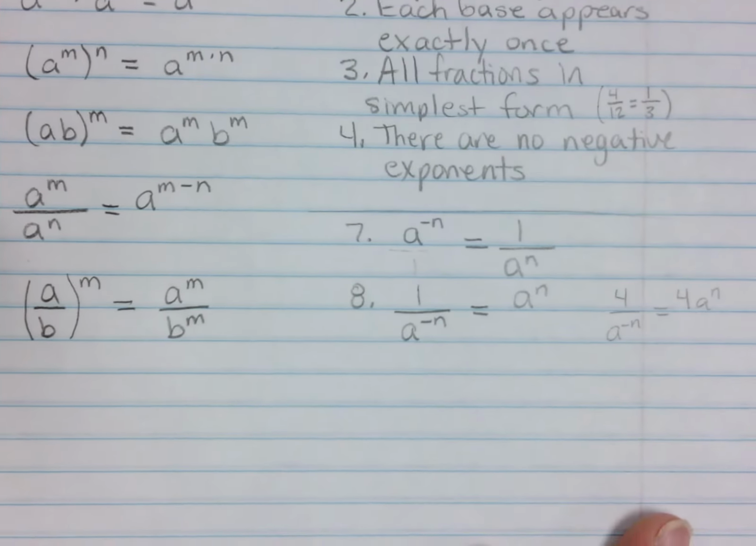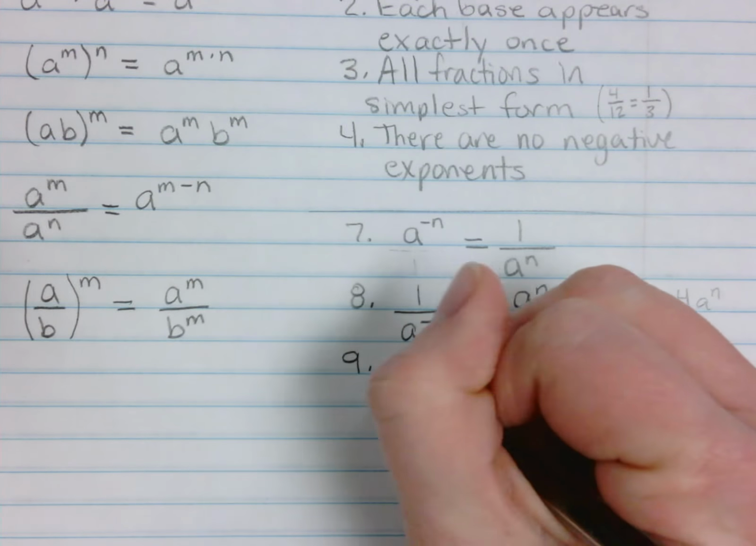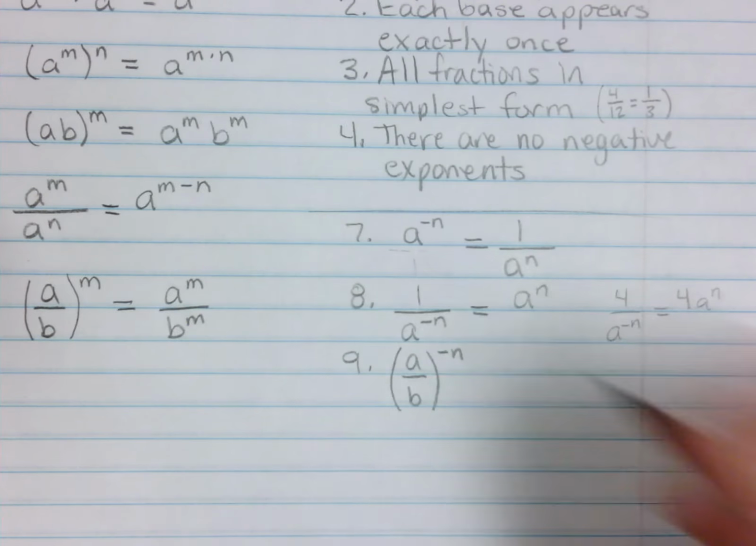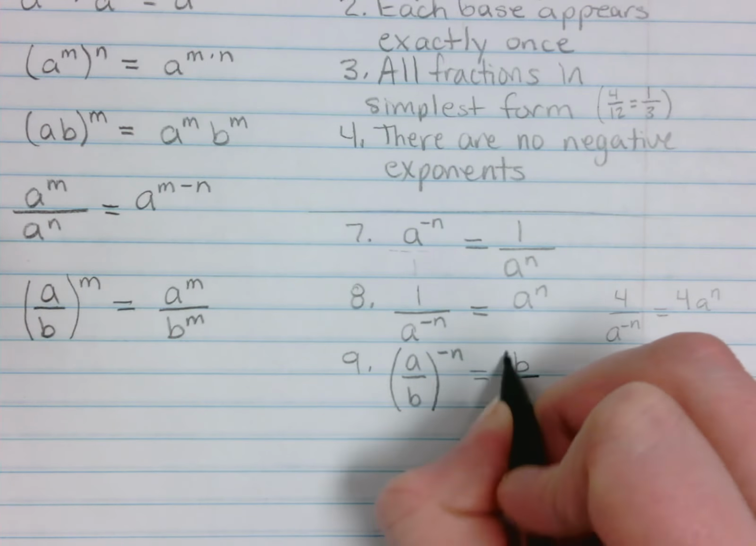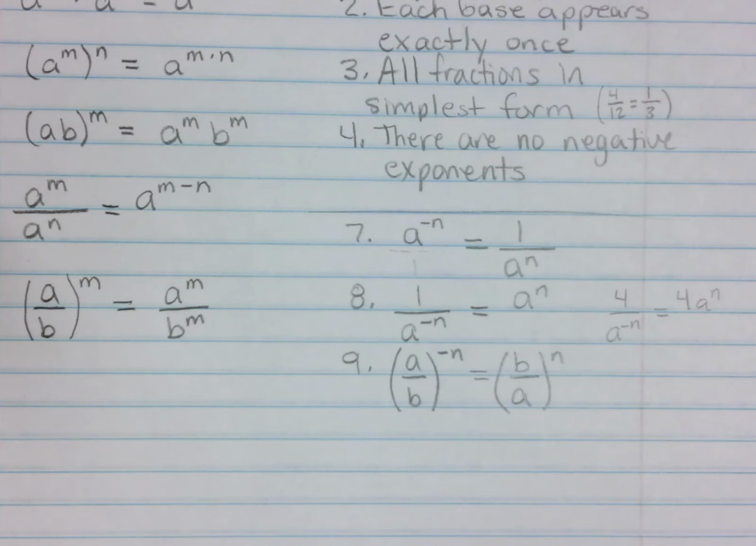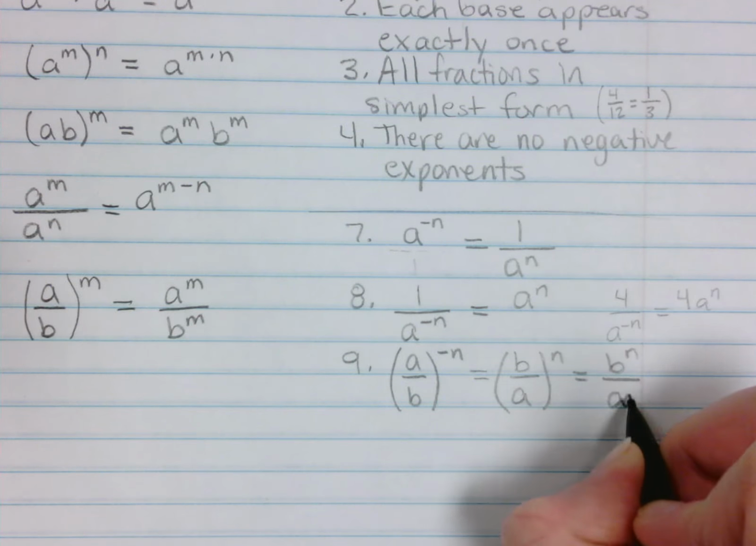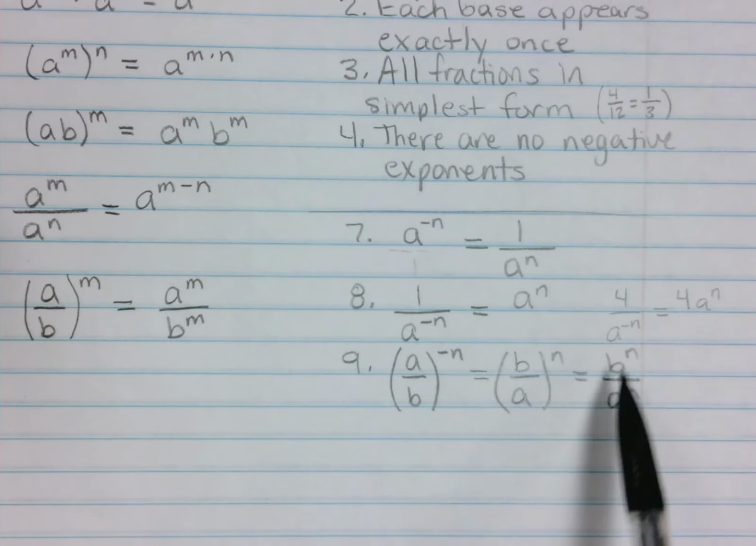And then the final one that has a negative exponent is if the whole fraction a over b is raised to the negative exponent, we can flip that fraction, make it b over a to make that become positive. Then of course we have to use property 6 and say that the b gets the exponent and the a gets the exponent. But as of right now, you will have no work using these negative exponents.